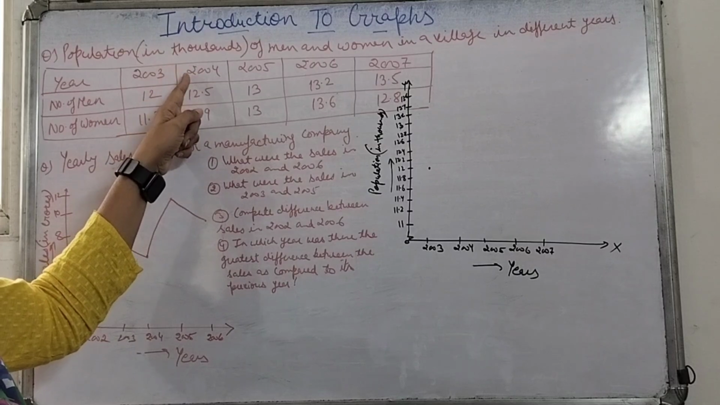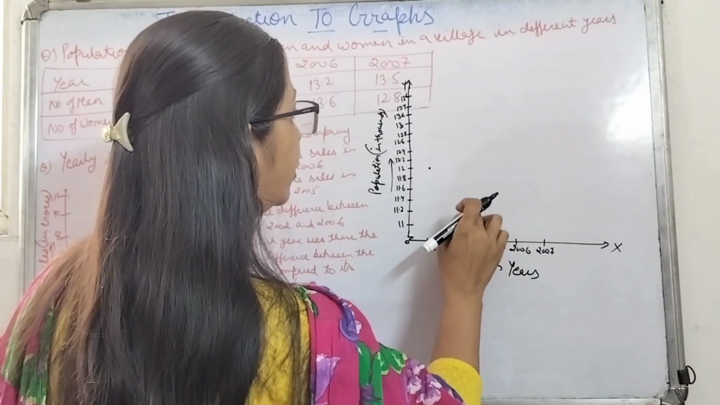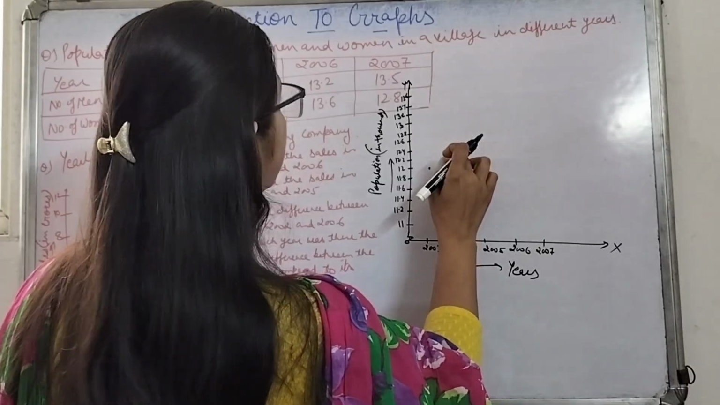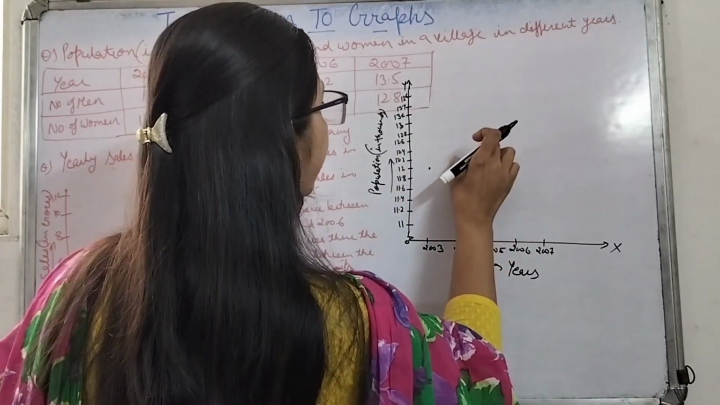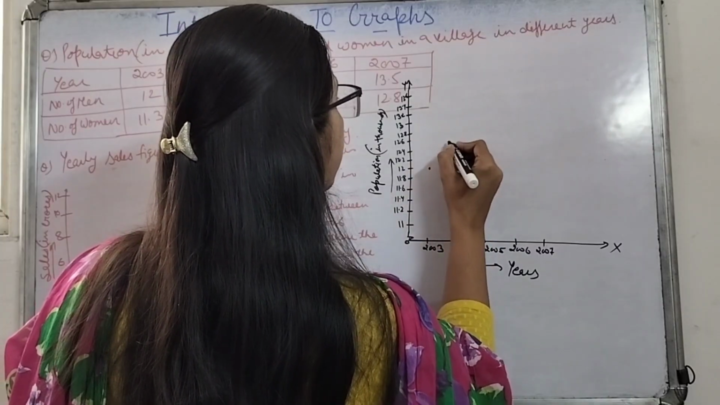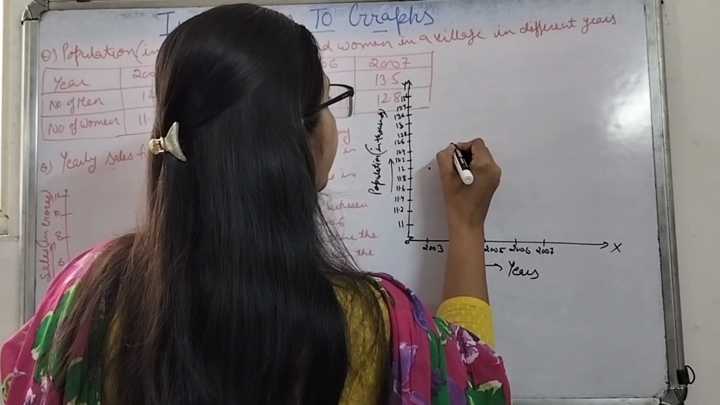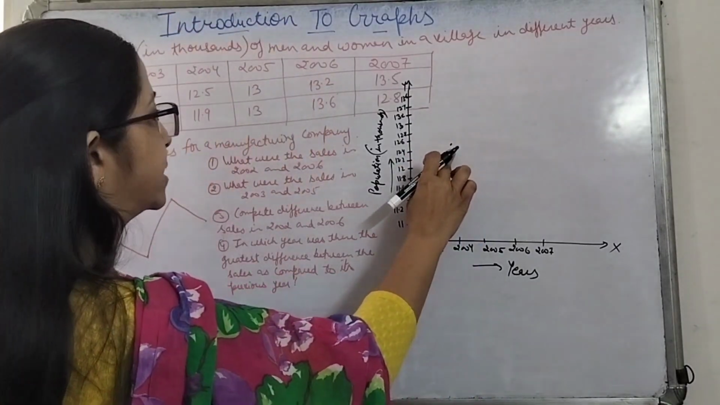For the year 2004, number of men is your 12.5 thousand. So 2004, it is your 12.5. So it will lie between your 12.4 and 12.6. So we have taken moving upward from 2004 and it will be your 12.6 here. 12.5 will be here in between 12.4 and 12.6.